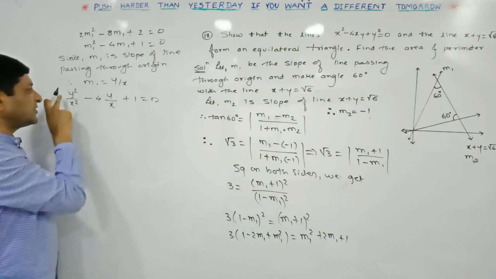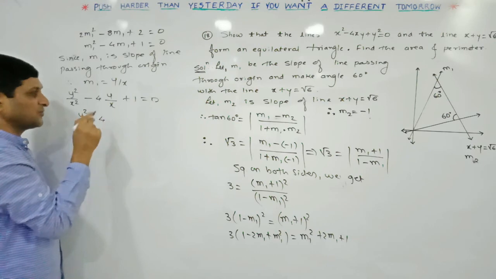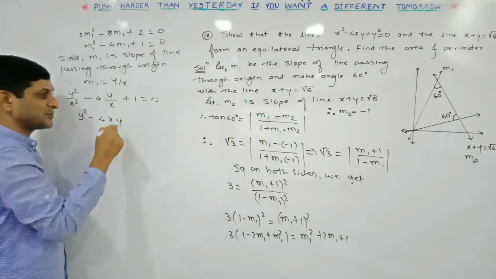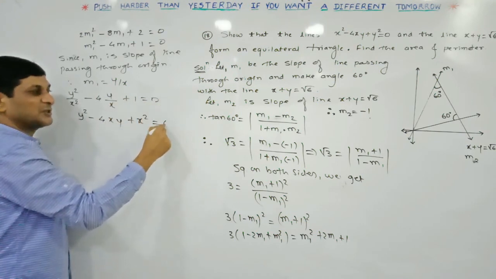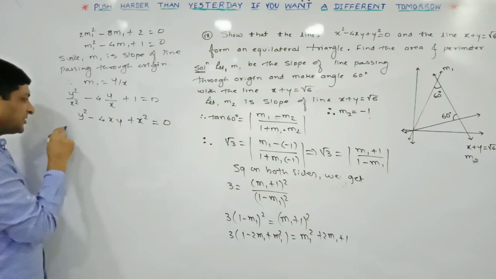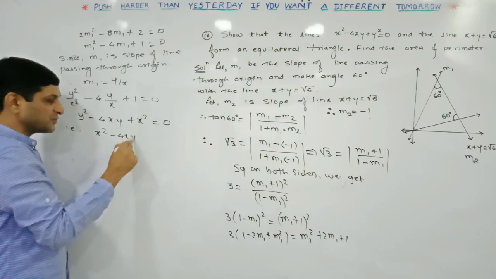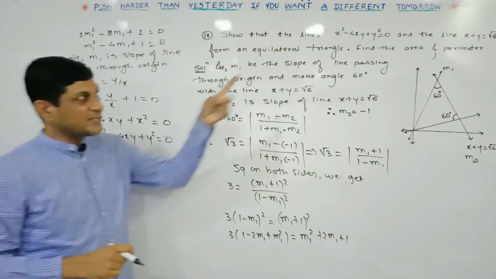If I am multiplying the first term by x square, it will get cancelled. Here we will get y square minus 4. Multiply by x square, x and 1x will get cancelled. Here we will get xy. Multiply by x square, here we will get x square. Multiply by x square to 0, we will get 0. This equation can be written as x square minus 4xy plus y square is equal to 0. Check that we have got the same equation.